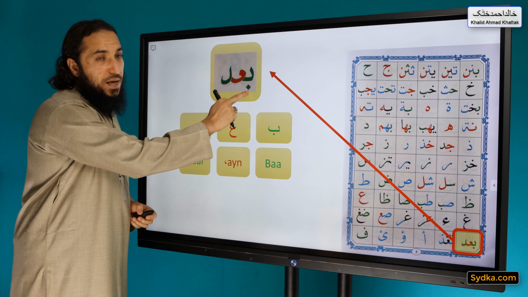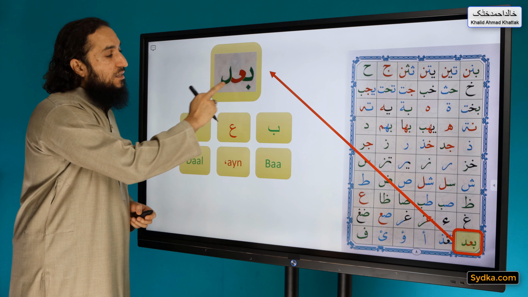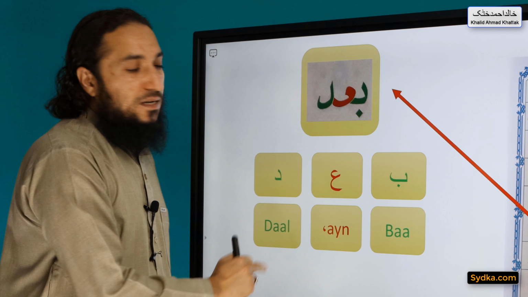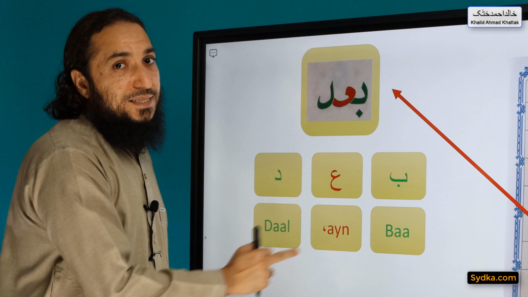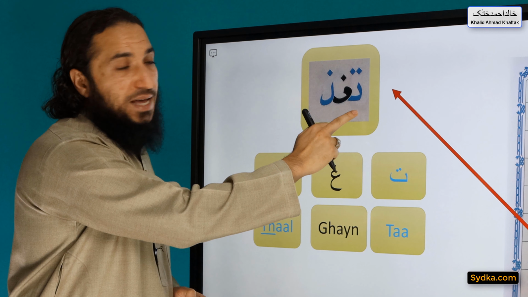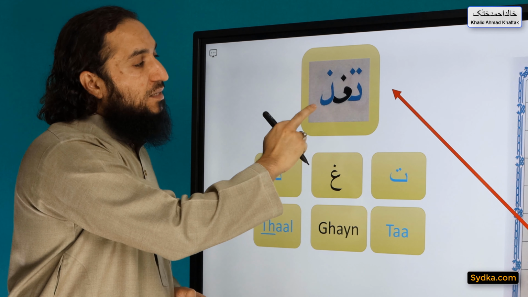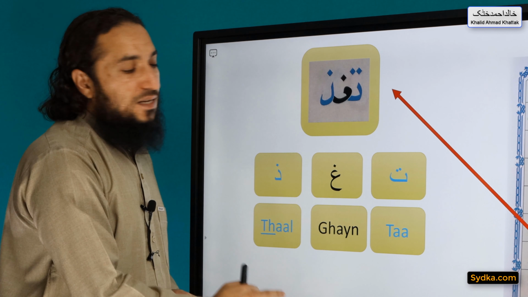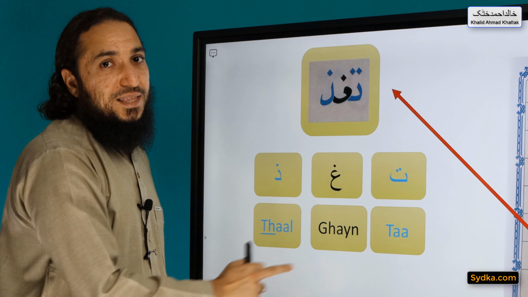So the first letter is Ba, the second one is Ayn, the third one is Dal. Ba Ayn Dal. The first letter is Ta, the second one is Ghain, the third one is Dal. Ta Ghain Dal.